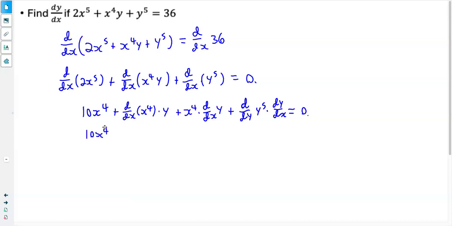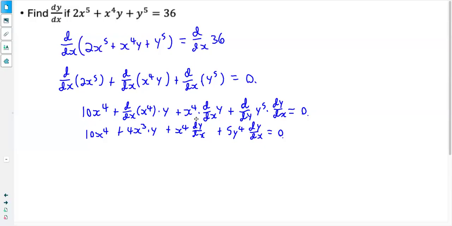So we've got 10x to the power of 4 plus 4x cubed times y plus x to the power of 4 times our derivative of y, which is just going to be dy dx, plus 5y to the power of 4 times dy over dx equals 0.